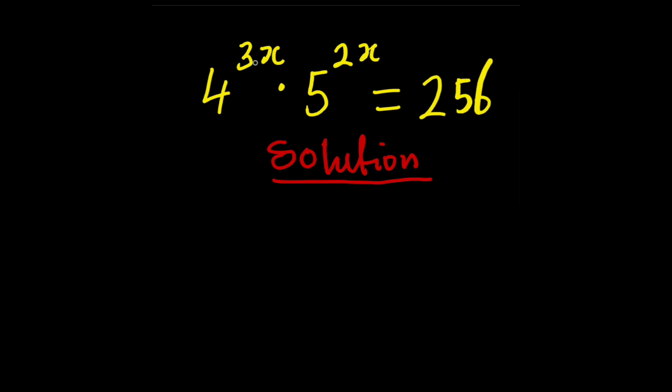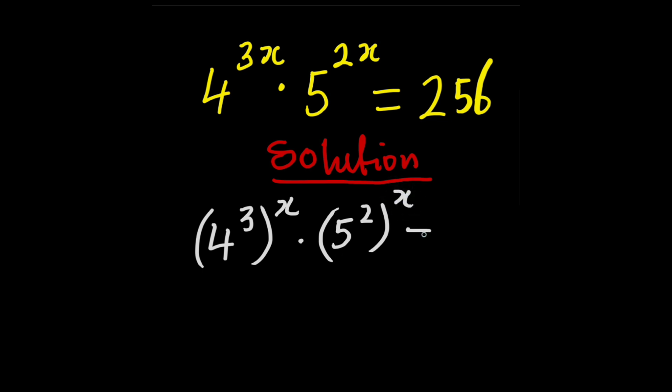this 4 raised to the power of 3x can also be written as 4 raised to the power of 3, then all to the power of x, then multiplied by 5 to the power of 2x, which is the same as 5 raised to the power of 2, then all raised to the power of x, then everything is equal to 256.